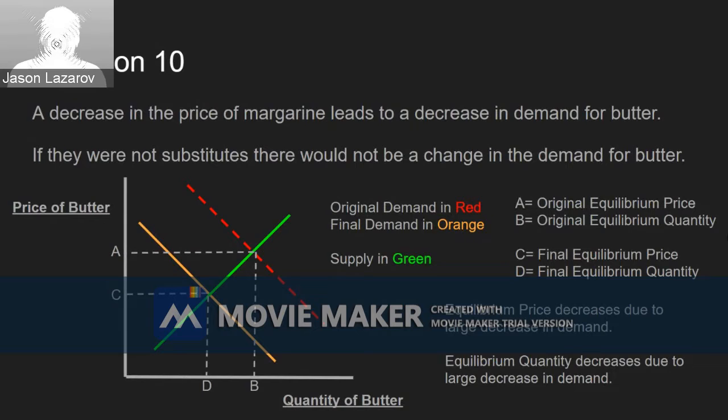The equilibrium price decreases due to a large decrease in demand for butter, and equilibrium quantity also decreases due to the large decrease in demand for butter. If margarine and butter were not substitutes, then there would be no change in demand for butter.